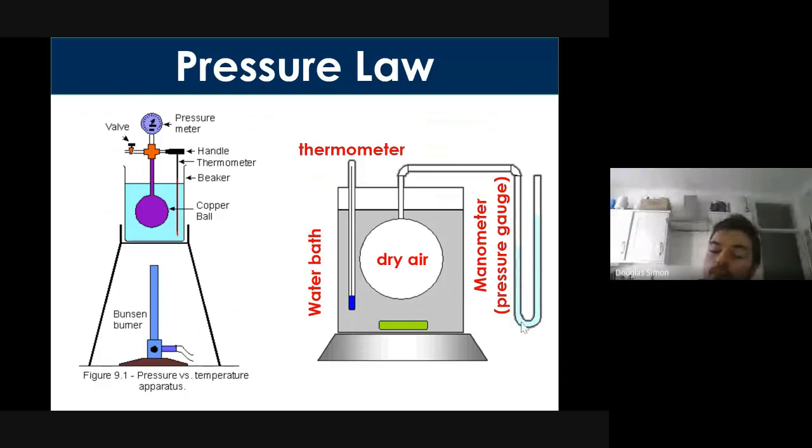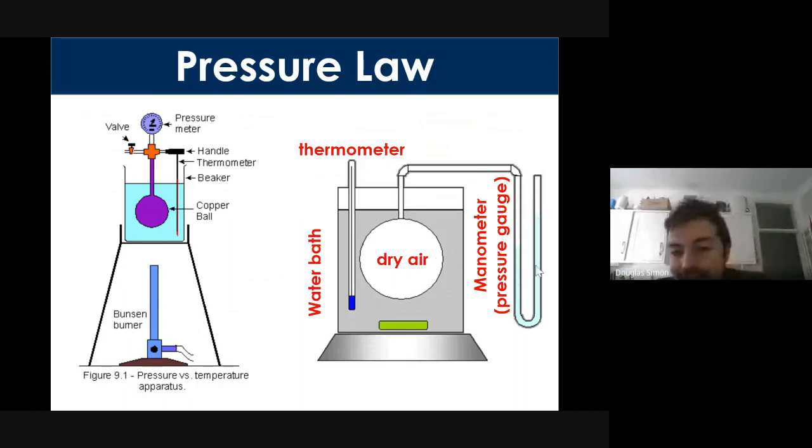or maybe mercury, depending on exactly what the pressure is, if it's higher. As the pressure increases, the pressure causes the gas to expand and push this water up. And then on this side here, there'll be some markings. There'll be a scale, 0, 1, 2, etc. And the higher up it goes, the higher pressure it is.